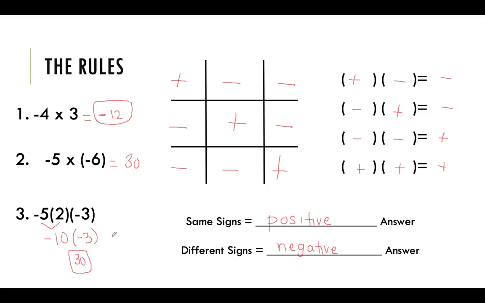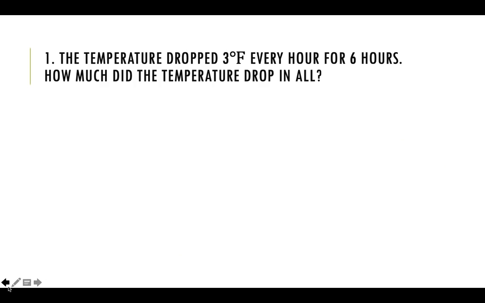So those are just some quick examples of working with integers. Now we're going to go and take a look at integer word problems where we deal with multiplication and we have to remember the rules. So if you take a look at this problem, it says the temperature dropped 3 degrees Fahrenheit every hour for 6 hours.